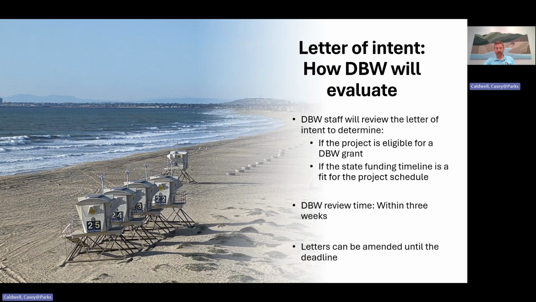So if we cannot fund your project on a timeline that meets your local needs, it's best for us all to know that before you start working on a full application. If we do notice anything that doesn't fit our requirements or that's unclear, we'll let you know within 3 weeks after you send the letter of intent to us. And if there's still time before our December deadline, you'll have the option to amend and resubmit the letter of intent with changes.